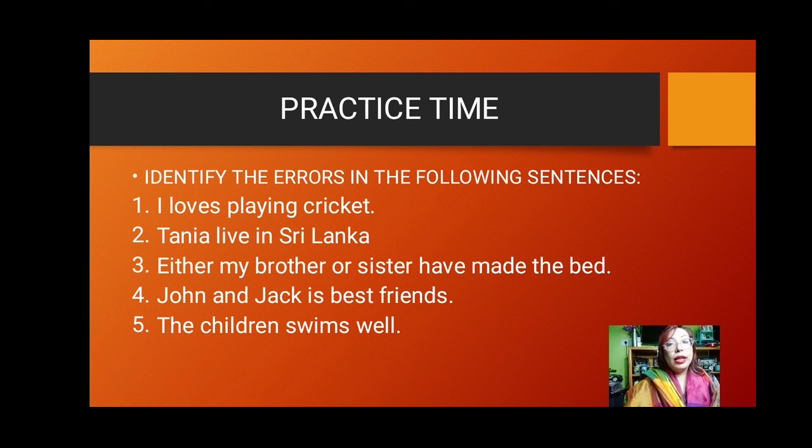Number one, I love playing cricket. Number two, Tanya live in Sri Lanka. Number three, either my brother or sister have made the bet. And number four, John and Jack is best friends. The last one, the children swims well. So each of these sentences has an error with regards to subject-verb agreement. Identify it and correct the sentence.